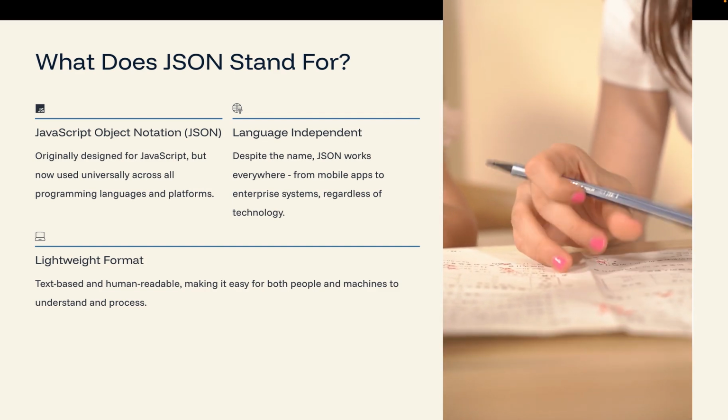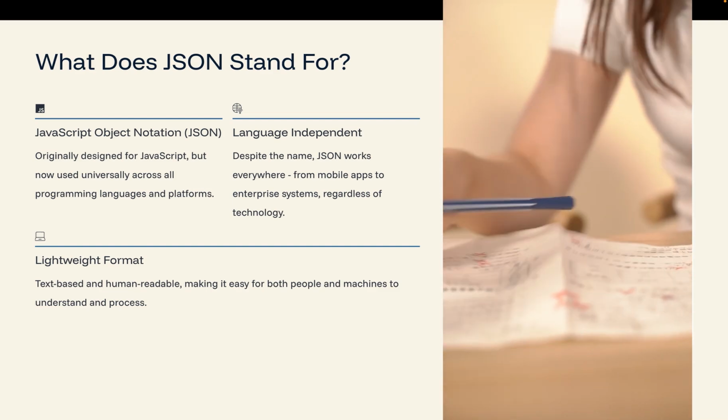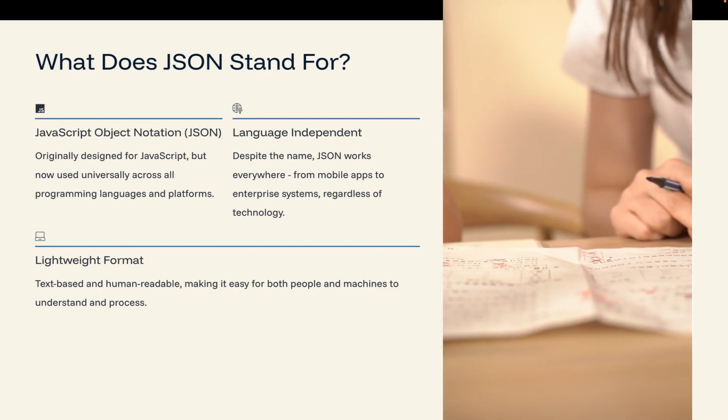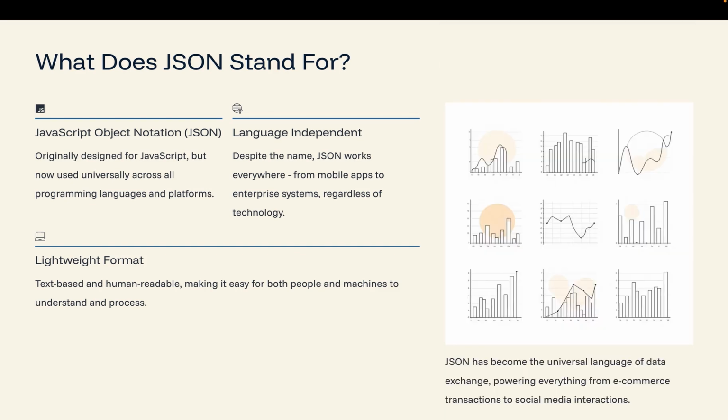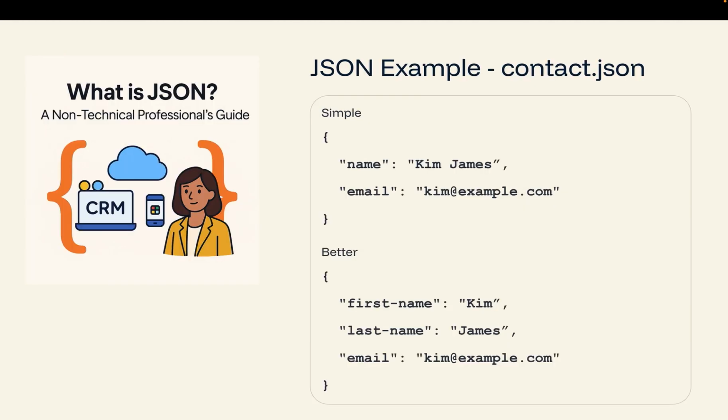So both humans and computers can read it and understand it very easily. Because of that, it became the universal language of data exchange. Data exchange means transferring data from one place to another. And now it powers pretty much every single app that you're familiar with. So let's look at an example.